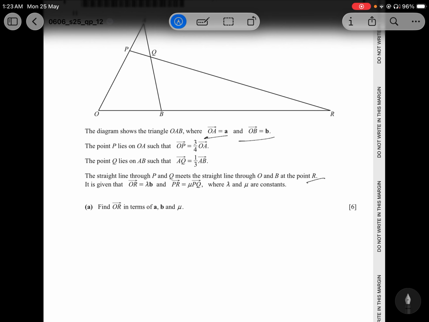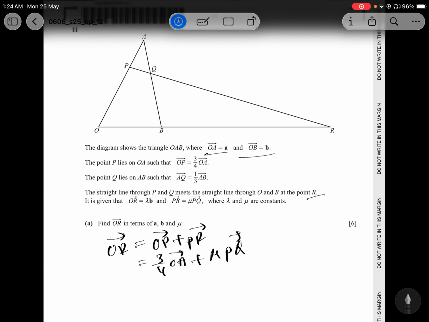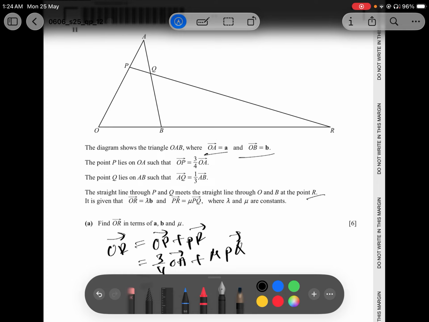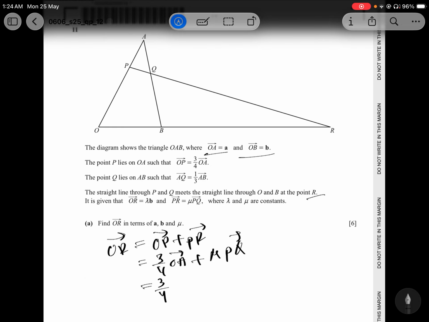If I want to take OR, I can take OP plus PR. So OP is 3/4 OA, and PR is equal to mu PQ. OA is a. Now I need to find out the value of PQ.